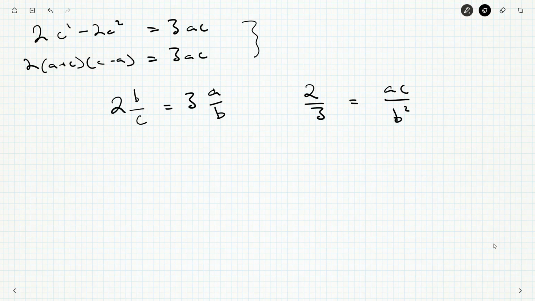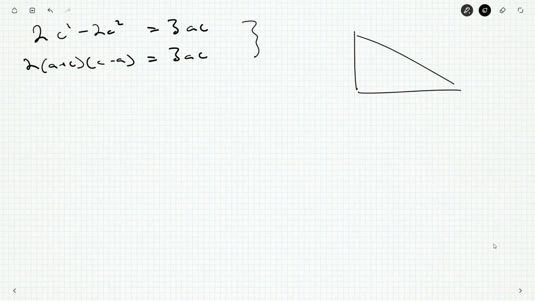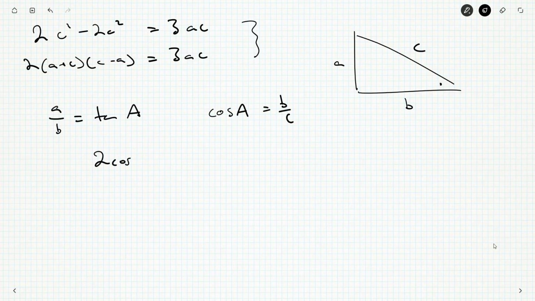Okay. Thought. If I'm in my triangle, I got A here. I have A, B, C. Okay, I know that A over B is the tan of A. And we're told B over C. Now that's the sine of B, but that's also the cos of A. There we go. So what we really have is 2 cosine of A is 3 tan of A.